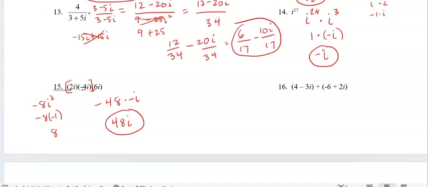And then number 16 is just straight addition. 4 plus -6 is -2. And then -3i plus 2i is -1i. Be careful, some people will be tempted to do FOIL here, but FOIL is strictly for multiplication. This is not multiplication here, obviously. So when you see addition between these two complex numbers, you just combine the like terms. The two real numbers go together, and then the two imaginary numbers will go together.